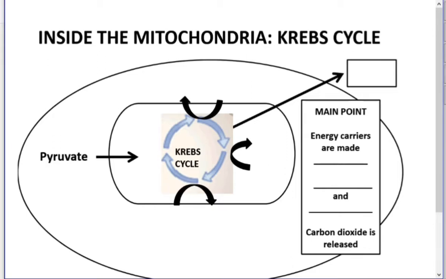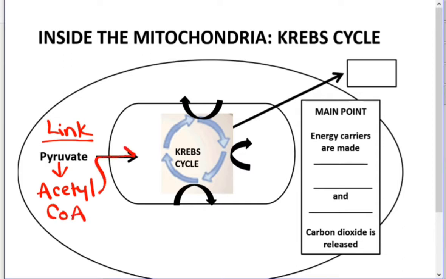Okay, but before it can actually enter the Krebs cycle, this is your second step. There's a step called the link cycle, or the link step. It's not really in your curriculum, but I want to tell you so you know. In link, pyruvate is converted into acetyl-CoA. And acetyl-CoA goes into the Krebs. So it's just one more conversion step.